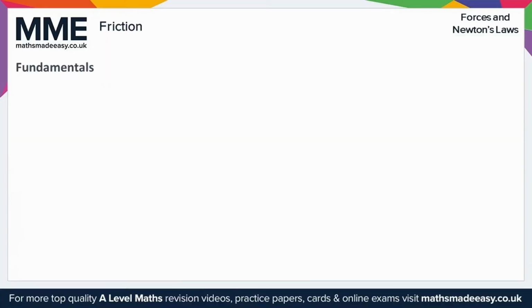So I'm going to do a quick example to demonstrate the fundamentals of friction. If we had a plane here and we had some sort of box or particle or whatever on the plane, we would have a few forces acting on it. First of which is going to be its weight, so straight down, and then a normal reaction straight up.